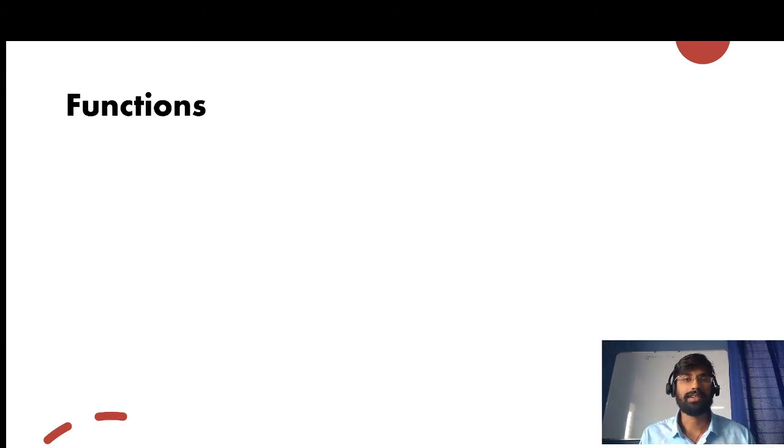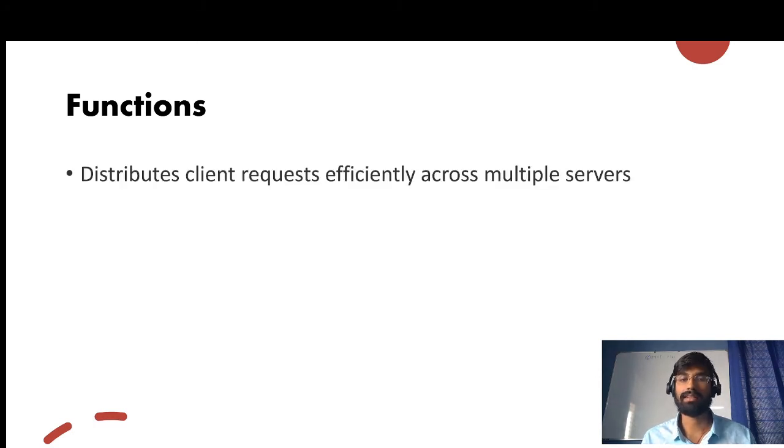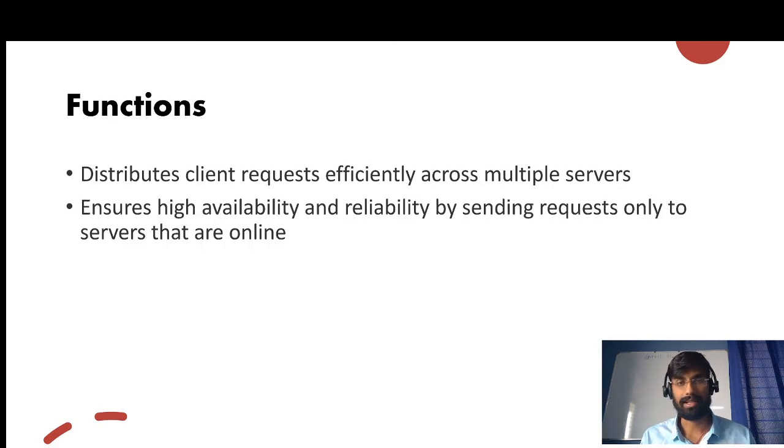So what are the functions actually? In short, the functions that a load balancer provides are: it distributes the client requests efficiently across multiple servers, and it ensures high availability and reliability by sending requests only to servers that are online. Meaning, if some server is dead, the load balancer will automatically remove it, so that the requests will only go to the online servers.